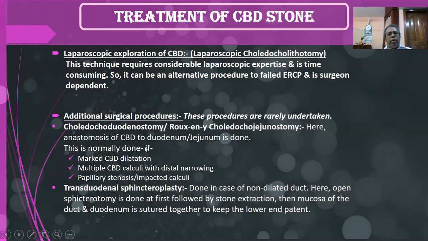This is normally done if the CBD is more dilated. With a more dilated CBD there is a chance of recurrence again, so for recurrence prevention, sometimes we go for a definitive bypass surgery. Or the patient has multiple CBD calculi with distal narrowing, so there is a chance of stone formation again. In that case, you can do it. Or there is a very narrowed ampulla of Vater, papillary stenosis, or the stone is impacted and not possible to negotiate. In those cases, we go for a bypass surgery, which is called choledochoduodenostomy or Roux-en-Y choledochojejunostomy.